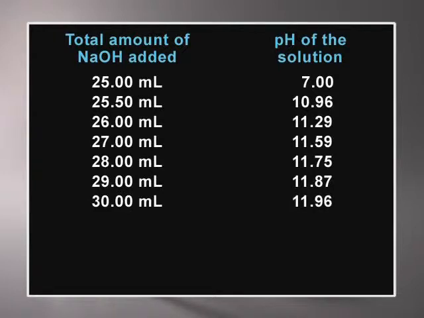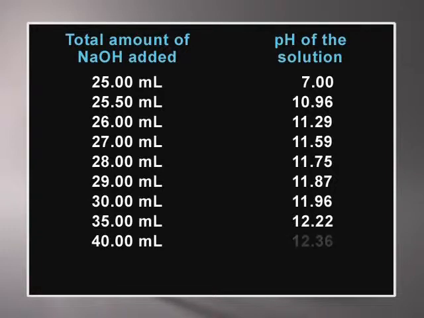And I'm going to add 5 milliliters of base at a time. The next 5 milliliters of base, 35 in all, raises the pH to 12.22. Another 5 milliliters, 40 in all, 12.36. And the final 10 milliliters, 50 milliliters of base altogether, 12.52.